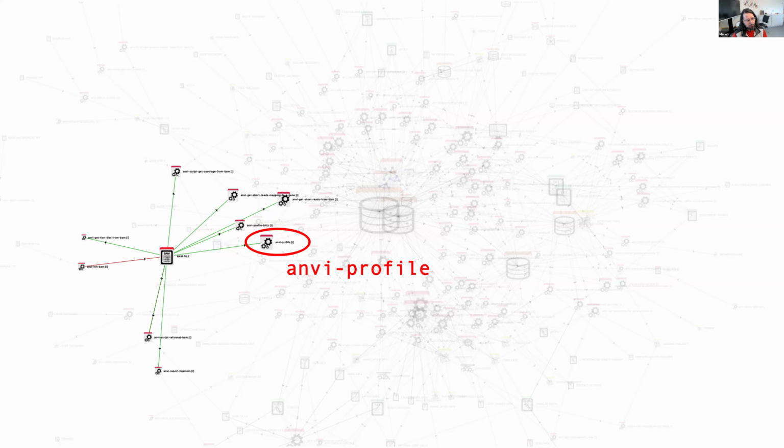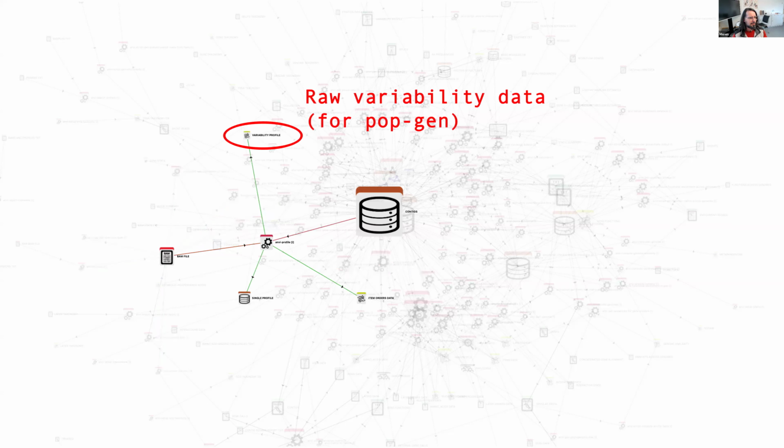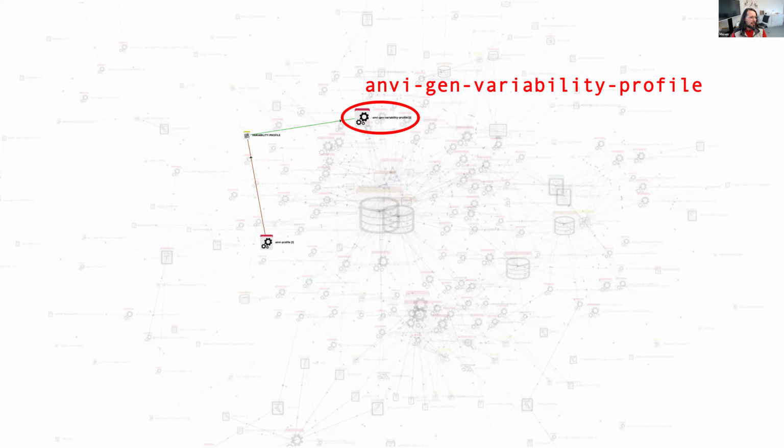And when you run anvi-profile on that, you get a bunch of things, one of which is the raw variability data for population genetics analysis, where you learn about the nucleotide variation in the environment for your reference sequence. And once you have that, you can do a bunch of things, including running this other program in the network, anvi-gen-variability-profile, that allows you to filter certain nucleotide positions, focus on certain genes if you want, or metabolisms or genomes and so on.